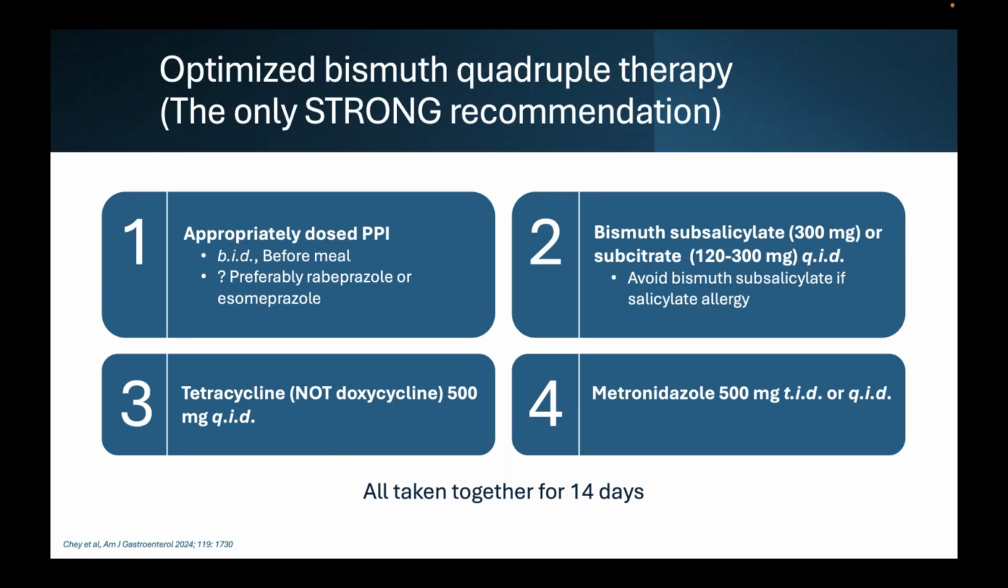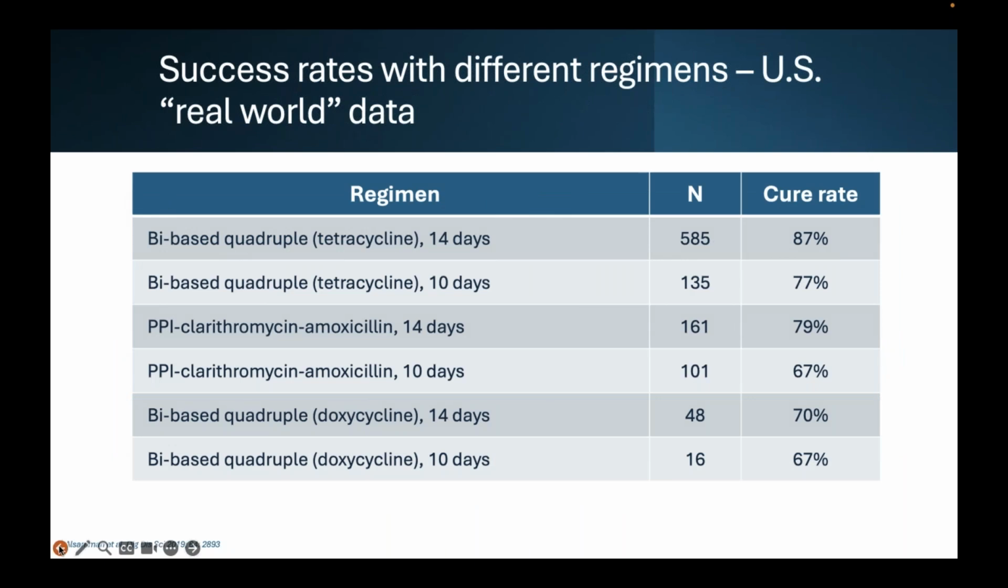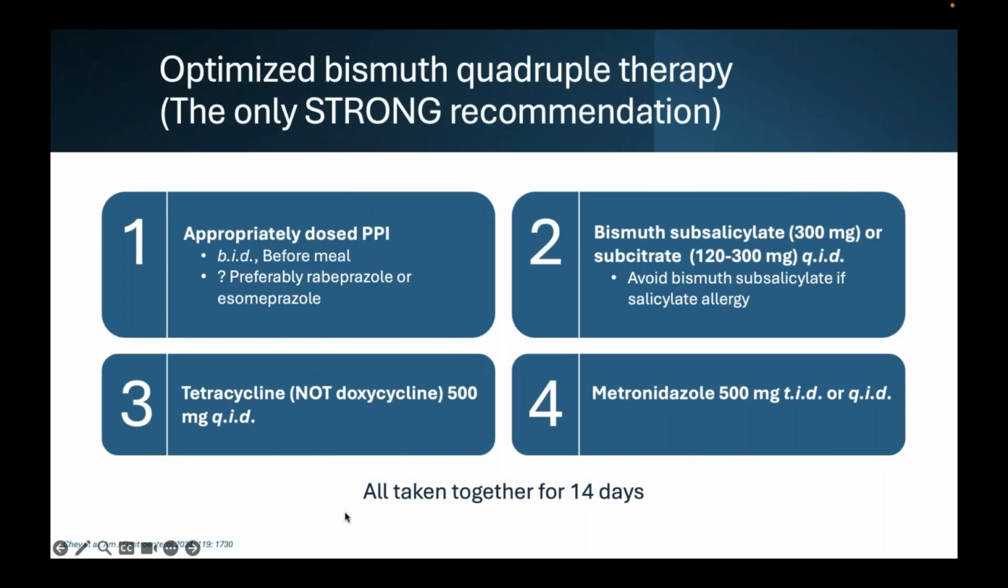So the updated American College of Gastroenterology guideline published in September of this year recommended one regimen, which is summarized here. This is so-called optimized bismuth quadruple therapy, and this was the only regimen that we felt comfortable giving a strong recommendation for. And as the name suggests, there are 4 components to this regimen.